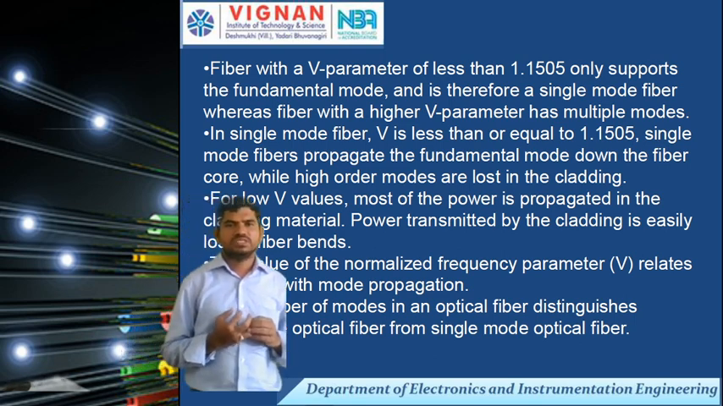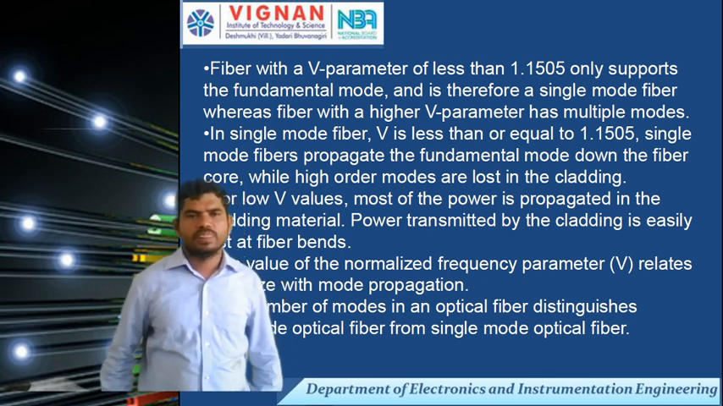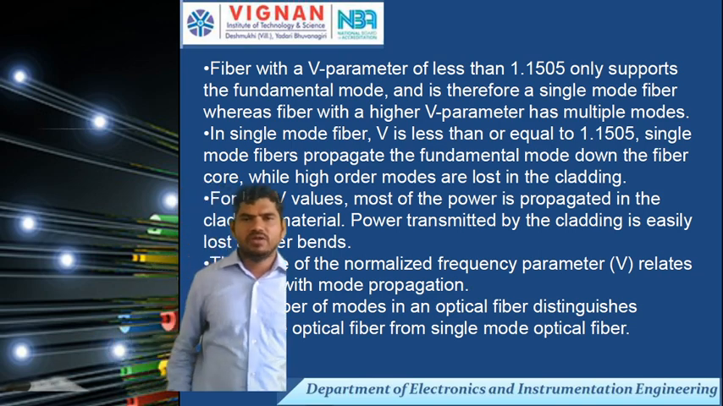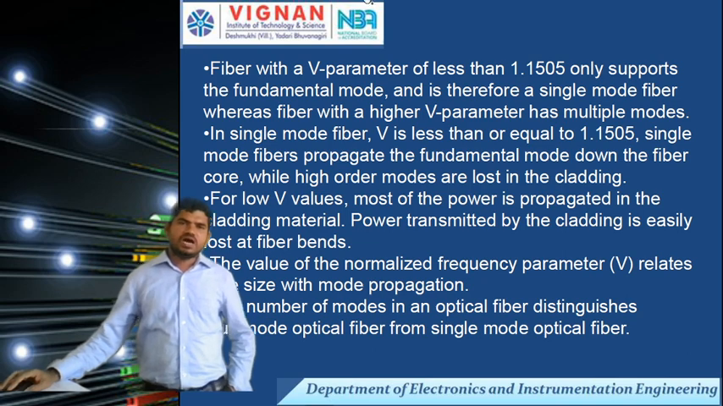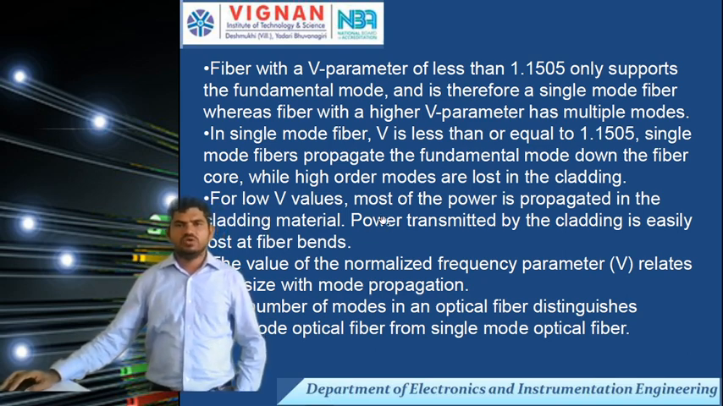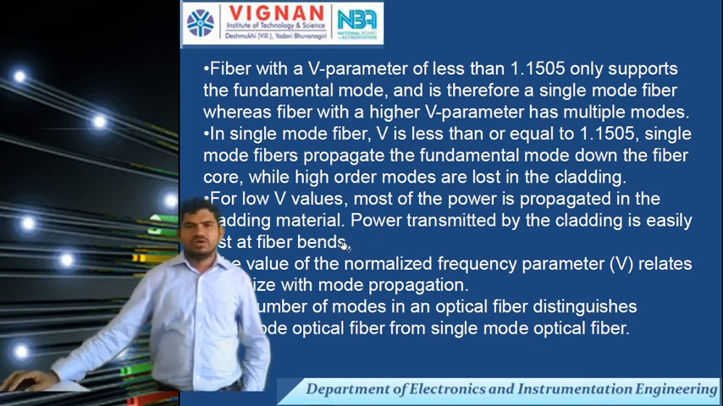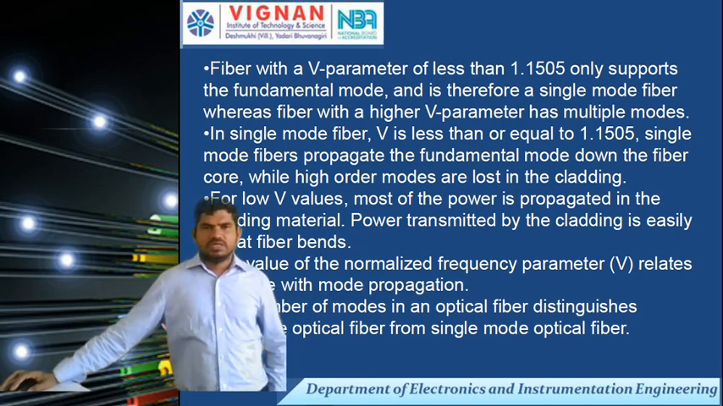Single mode fibers can propagate the fundamental mode down the fiber core, while high order modes are lost in the cladding. That's why we always keep the V value in mind: for low V value, most of the power is propagated in the cladding material, and if we are increasing the V value, there may be losses. The value of the normalized frequency parameter relates core size with mode propagation.